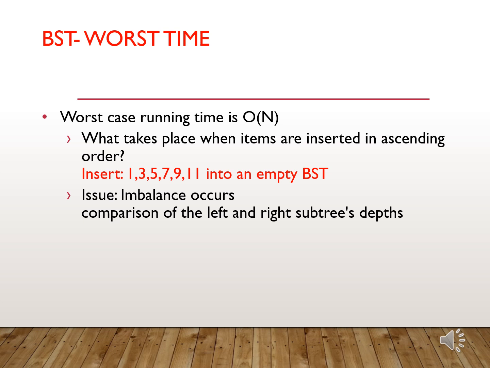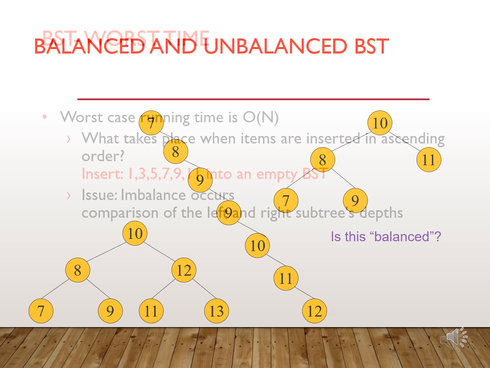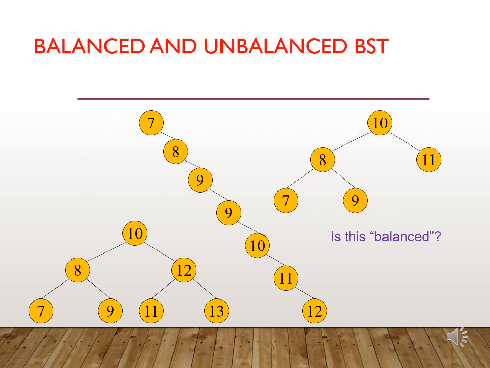What takes place when items are inserted in an ascending order into a BST? So what happens is a lack of balance occurs. The following are examples of balanced and unbalanced binary search trees, where the most right one is a balanced binary search tree, the one in the middle is an unbalanced right skewed binary tree, and the one on the left is a balanced binary search tree.